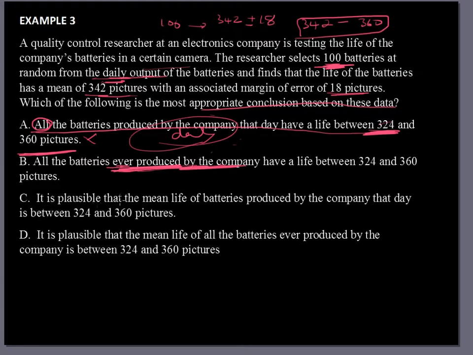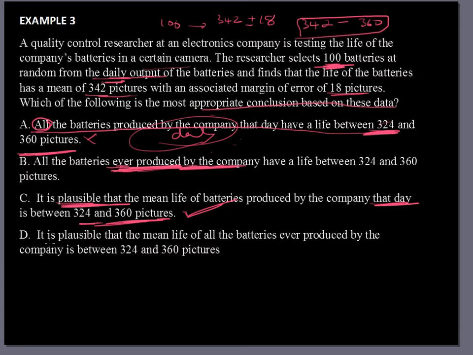But see, it is possible that the mean life of batteries produced by the company that day, look at the word, it is plausible. Plausible that the mean of the batteries produced that day, here you also look at the words that day, is between this and that. This is more realistic than at least the first two that we have seen.